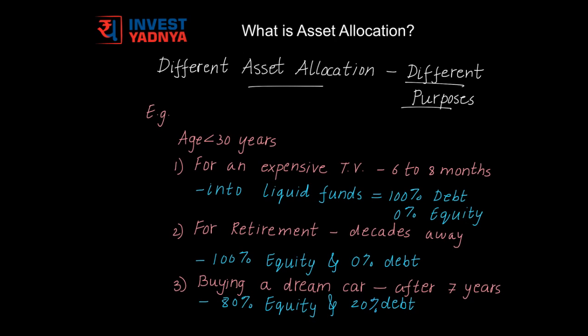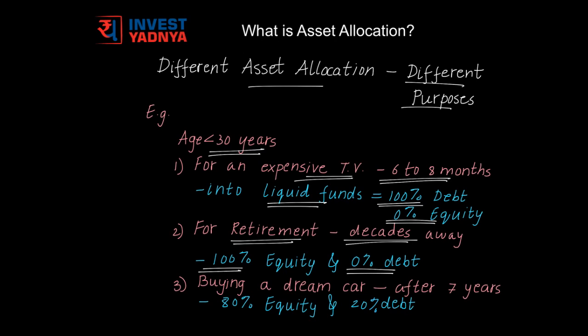You might use different asset allocation for different purposes. For example, if you are within 30 years of age, for a goal like buying an expensive TV, which is 6 to 8 months away, you might put all your money allocated for this particular goal into liquid funds, which makes an asset allocation of 100% to debt and 0% equity for this specific goal. For a goal like retirement, which is decades away, you might choose an asset allocation of 100% to equity and 0% to debt. For a goal like buying a dream car, which is 7 years away, whatever money you set aside for this particular goal, you might choose an asset allocation of 80% equity and 20% debt.